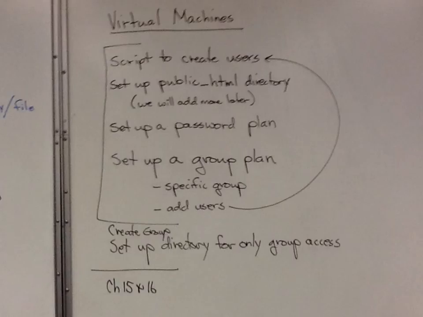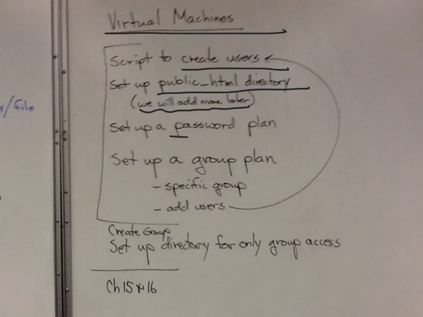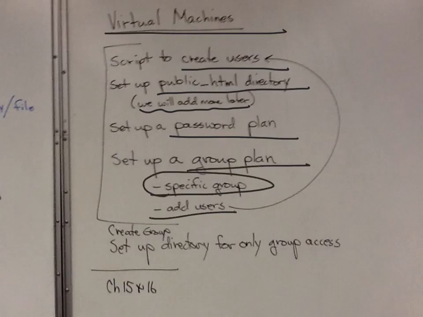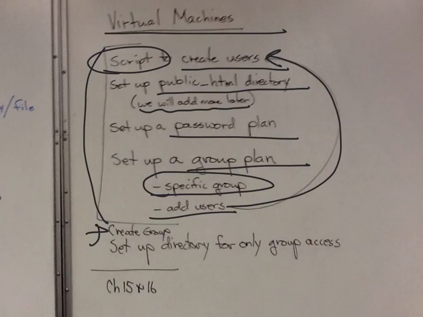Virtual machines. So this will be what you want to do in your virtual machine. You're going to create users, set up a public HTML directory. We'll add a little more to that later. Password plan, the permissions that we just showed over there. Some kind of a group plan. You're going to put the user in a specific group when you add the users up here. And then we want to write that all in a script. Outside of the script, you'll create your groups ahead of time and you'll set up a directory for only group access. And we should be working on chapters 15 and 16.